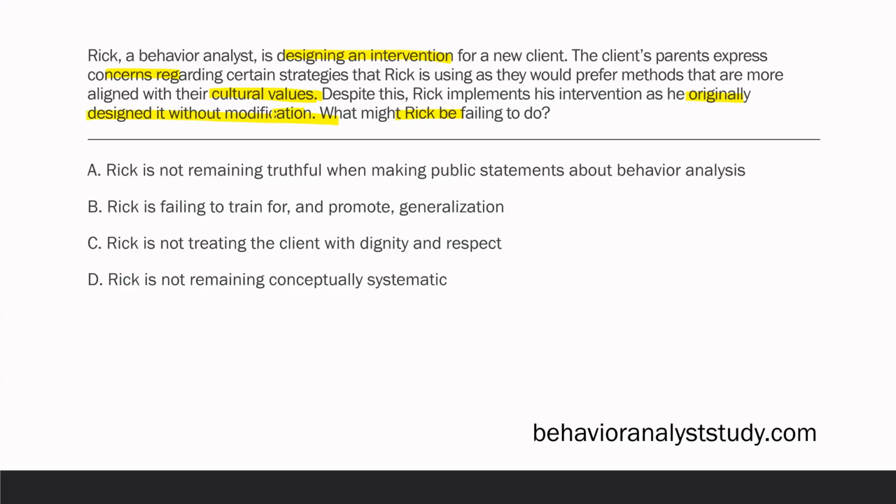Now, we don't have a ton of information to say if it was right or wrong what Rick did. And the question is just saying, what might Rick be failing to do? Not what did Rick fail to do, just what might be Rick failing to do by not implementing this feedback. A, Rick is not remaining truthful when making public statements about behavior analysis. Well, that is part of our ethical code, but Rick isn't in public here. He is handling these stakeholders and their concerns with the cultural values.